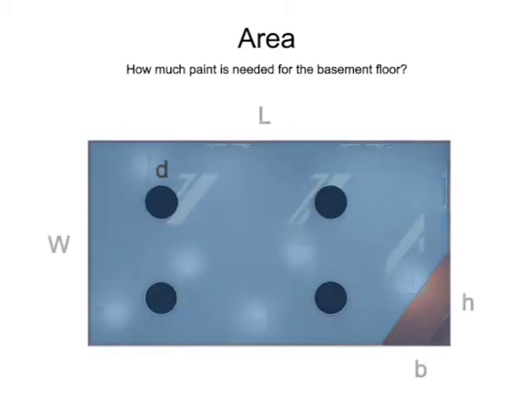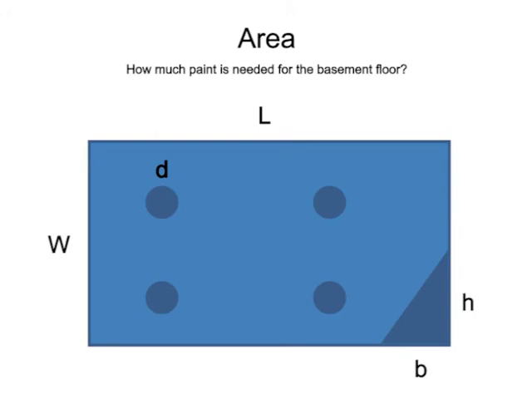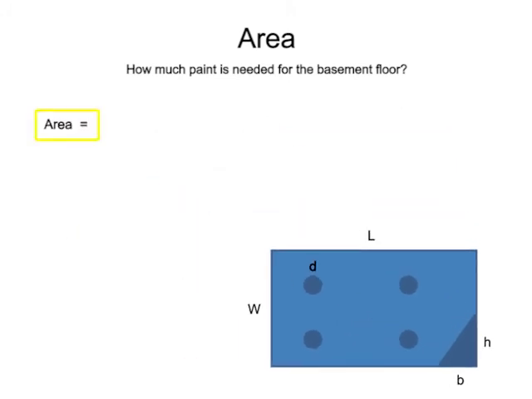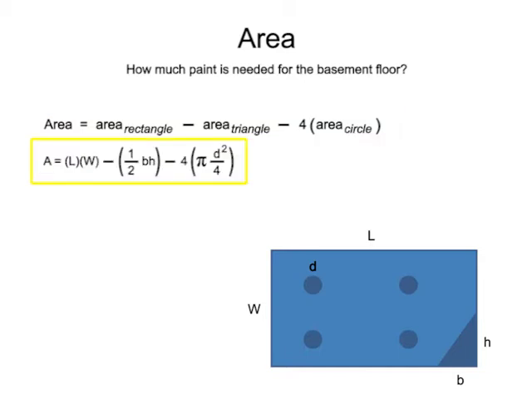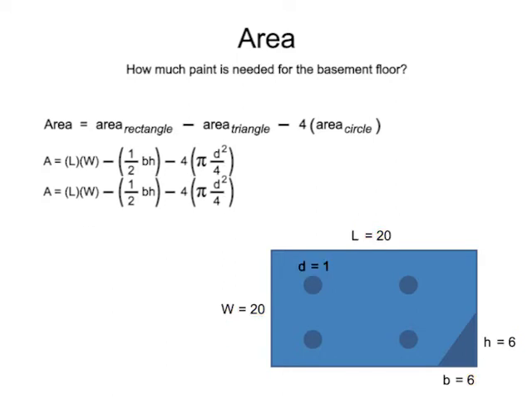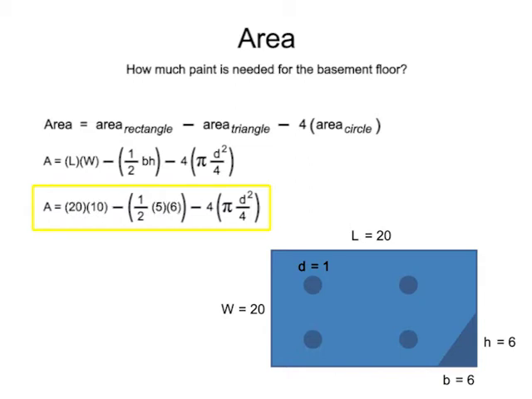First, let's determine a general formula for the area the painter must paint. The paint area is equal to the total area of the rectangular basement minus the triangular built-in, and minus the posts, there are 4. Substituting the formula for the area of a rectangle, triangle, and circle gives a final equation of length times width minus 1/2 base times height minus 4 times pi times diameter squared divided by 4. The painter measures the appropriate distances, and now we can substitute the correct numbers and solve for the area.